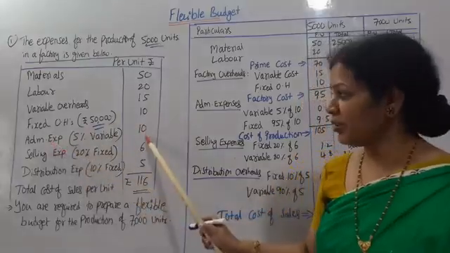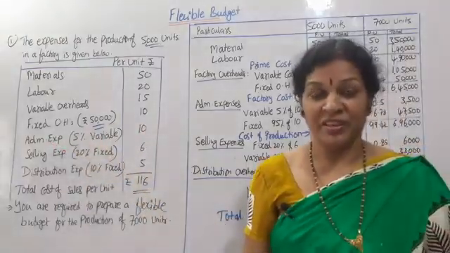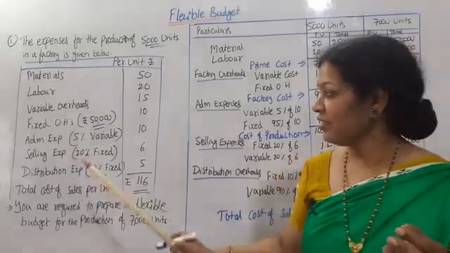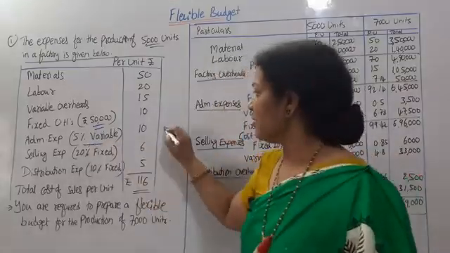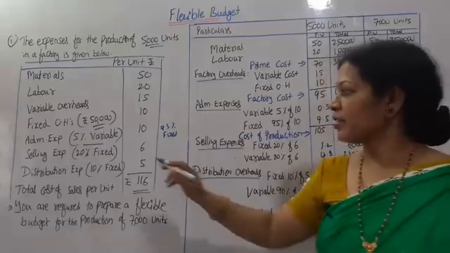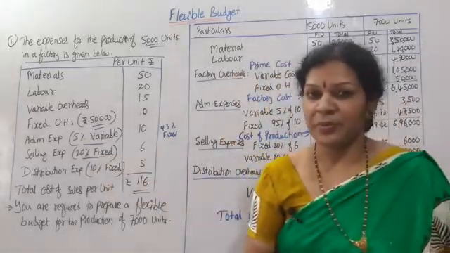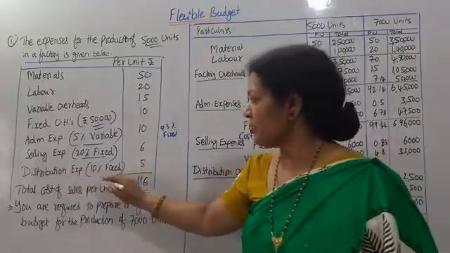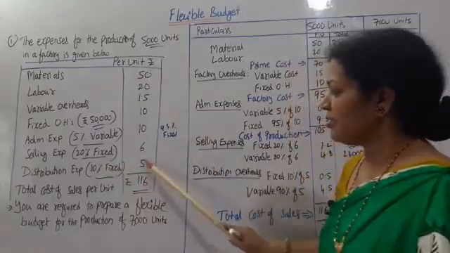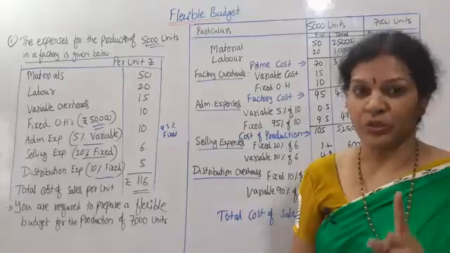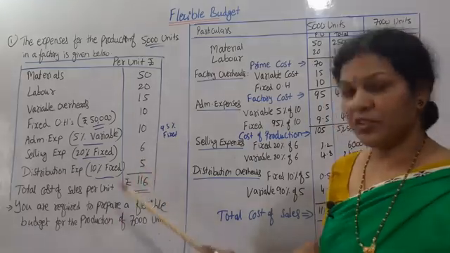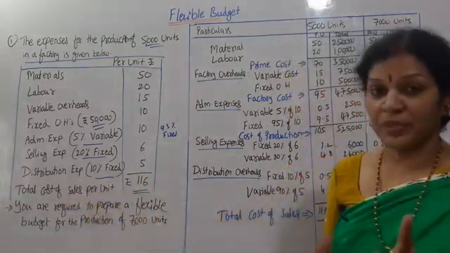Next, administrative expenses 10 rupees, but 5% is variable. 5% is variable means 95% is fixed. You must understand that, right? When they are saying 5% variable, 95% is fixed. In the same way, selling expenses 20% fixed, 80% variable. Distribution expenses 10% fixed, 90% variable. Okay, and total together it is 116 rupees per unit for 5,000 units. 5,000 units we have production. Per unit it is 116 rupees. This is the total cost of sales per unit.